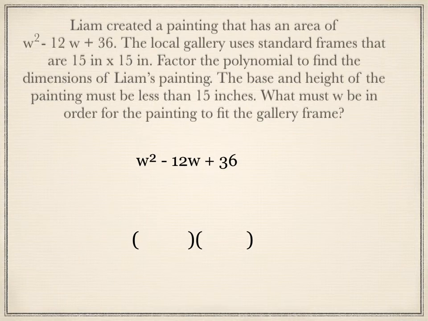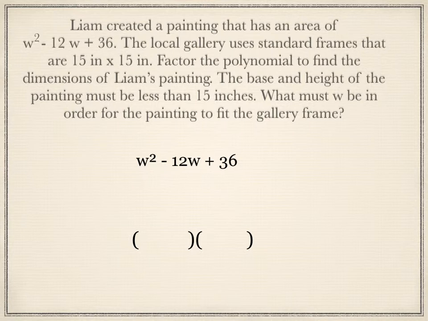Okay. And let's go to this last one. This last one is kind of tricky. Liam created a painting that has an area of w squared minus 12w plus 36. The local gallery uses standard frames that are 15 inches by 15 inches. Factor the polynomial to find the dimensions of Liam's painting. The base and height of the painting must be less than 15 inches. What must w be in order for the painting to fit in the gallery frame?